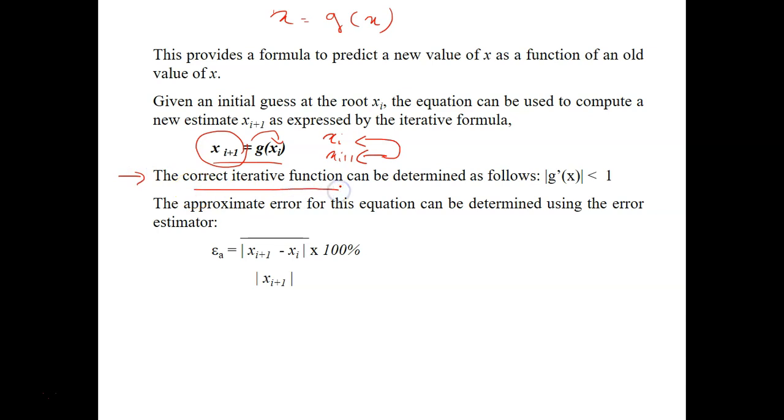This is very important. The correct iterative function can be determined as follows: g prime x must be less than 1. What does this mean? Sometimes when you come up with this function or equation, it might not be correct. It can diverge. So it is very important to double check using this formula, in which g prime x has to be less than 1. If it's more than 1, then you need to find another equation. The approximate error can be determined using the error estimator: EA equals xi plus 1, your current answer, minus the previous answer, divided by the current answer, times 100%.